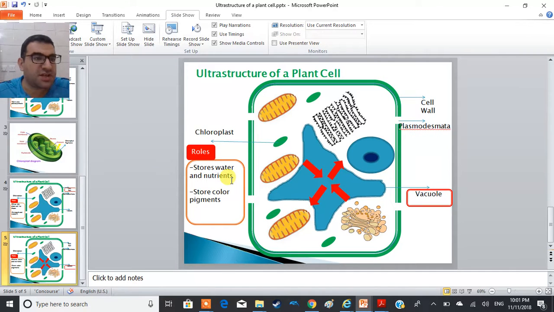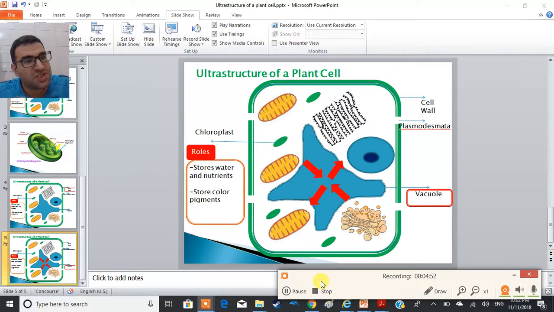This is regarding the ultrastructure of the plant cell. In the next lecture, we will be talking about special cells like bacteria and viruses.